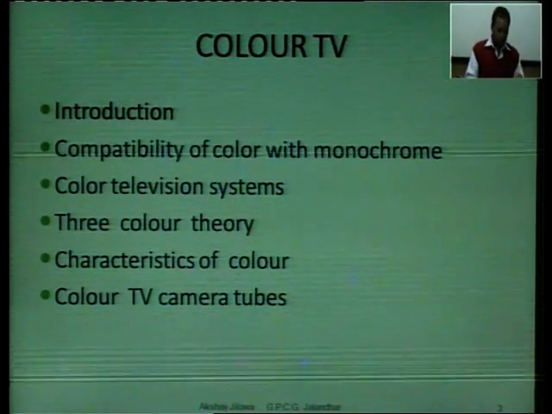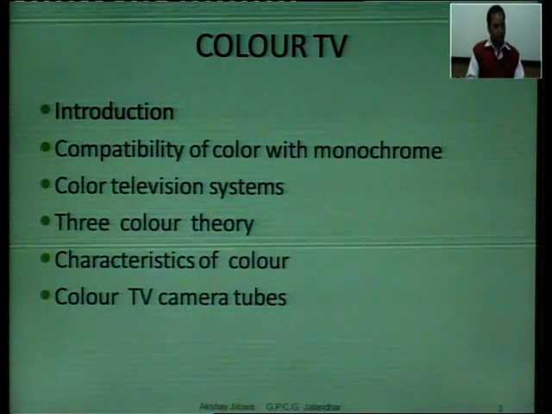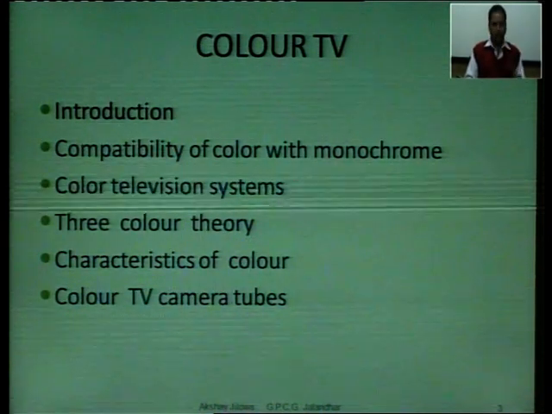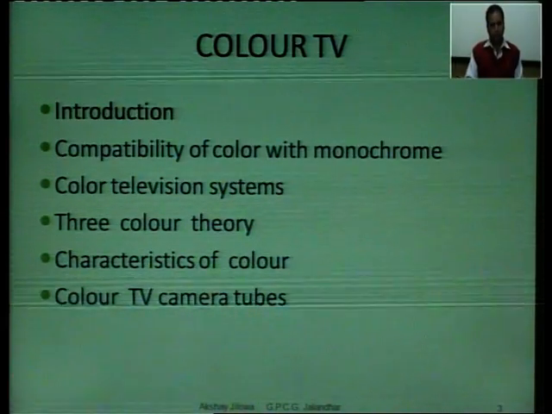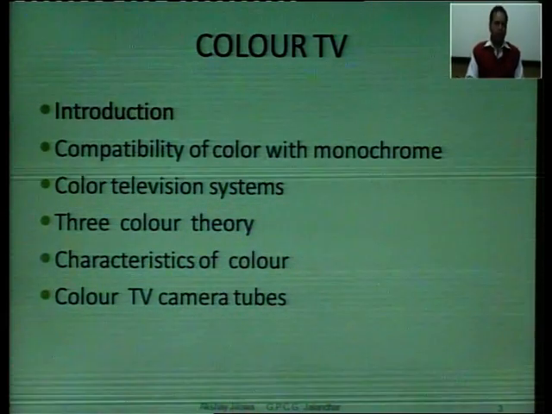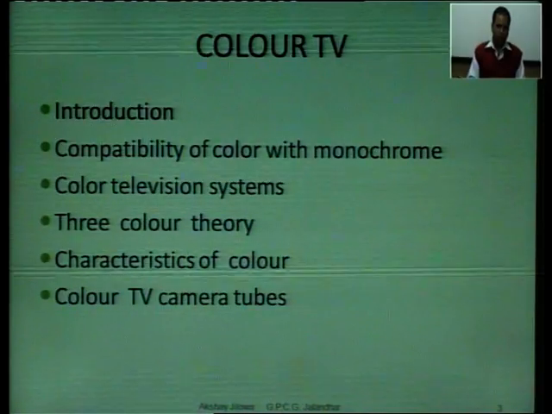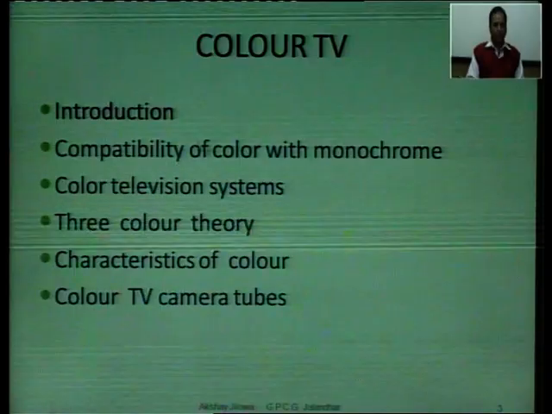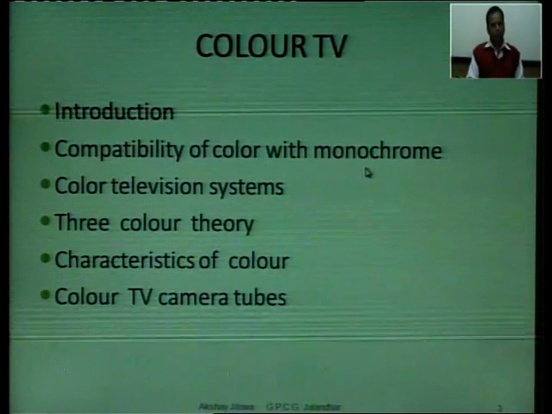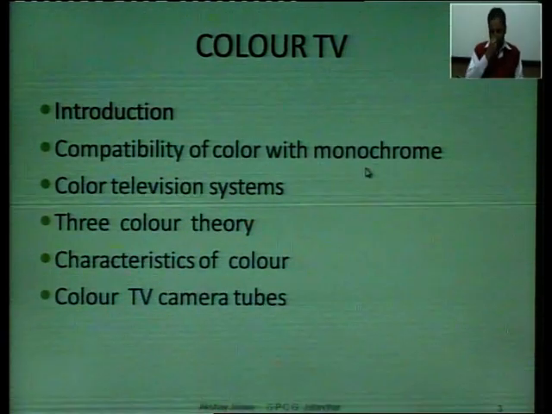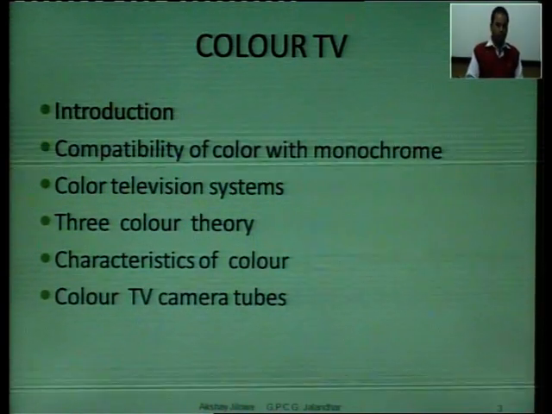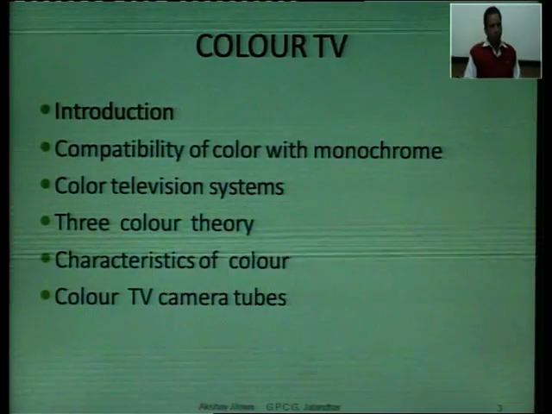What are the main constituents of color TV? Before discussing color TV, we will have to know about color TV, and these are the outlines of the lecture we will be discussing today. First of all, we will be discussing introduction to color TV, what the color TV is, then compatibility of color with monochrome. We already have discussed, most of you must have gone through the monochrome TV system. So, we know what the monochrome is.